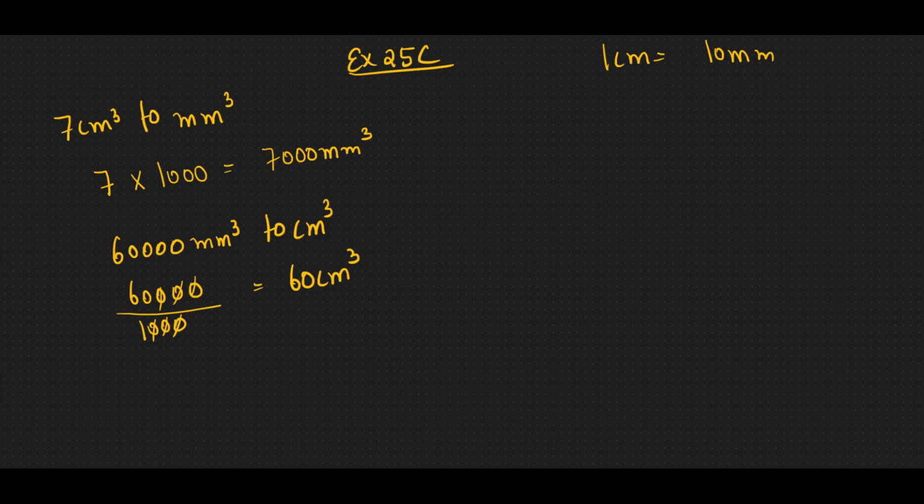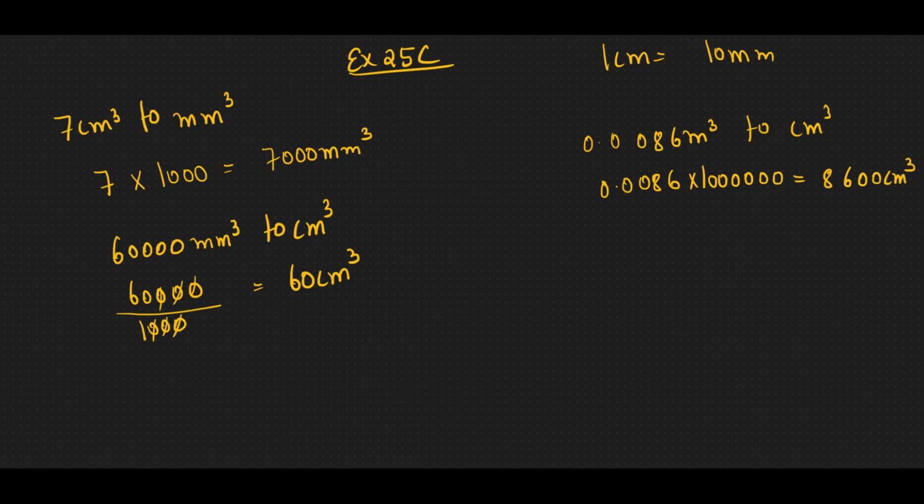Third one you have is 0.0086 meter cube to centimeter cube. So we are converting a larger unit to a smaller unit, so we will multiply this with, not with 1000, 1 lakh. So this will be 8600 centimeter cube.